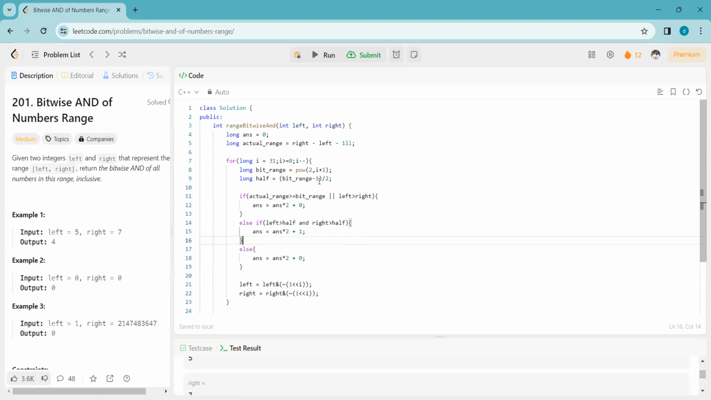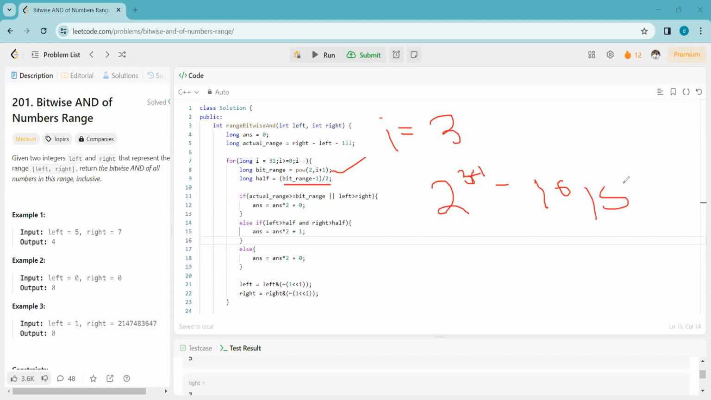Half range is from the bit range. Suppose I value is 3, then our bit range will be 2 to the power 3 plus 1. It will be 16. Now half range will be (16 minus 1) which is 15, by 2. That is 7. It is correct. 0 to 7, and then 8 to 15. Correct.